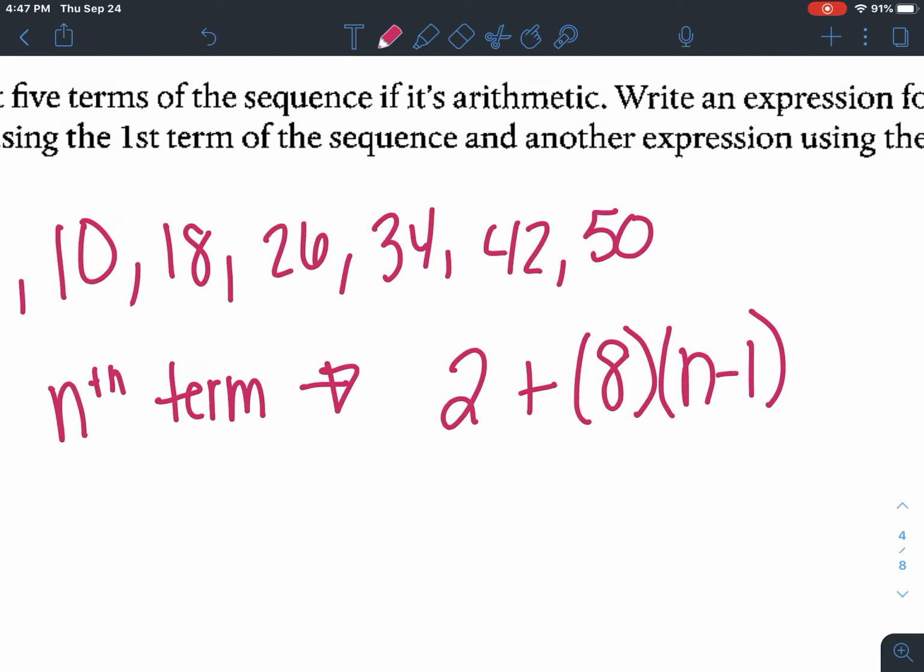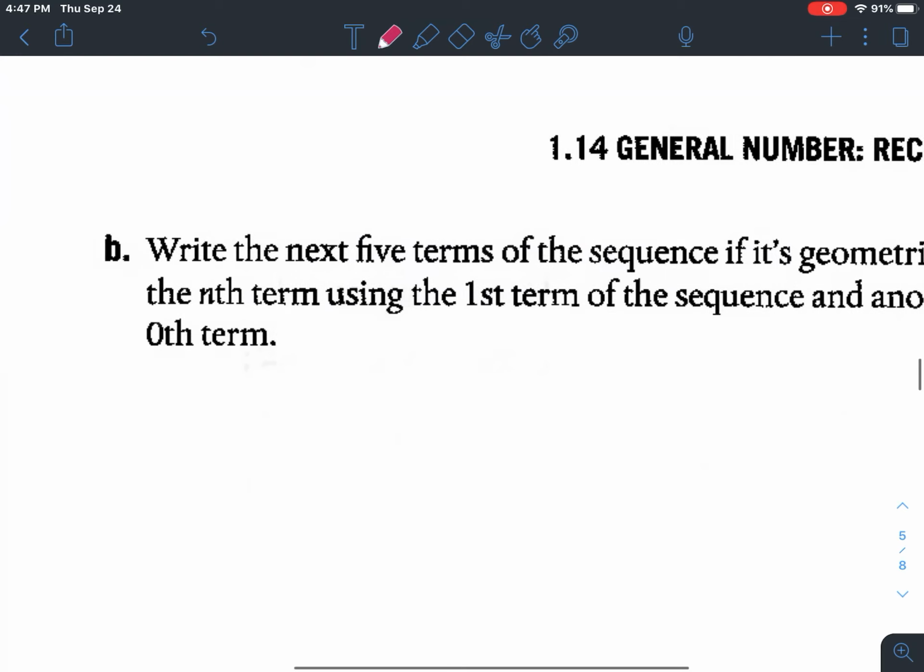And another expression using the 0th term. I have no idea what they're asking us to do. Okay, let's skip it.